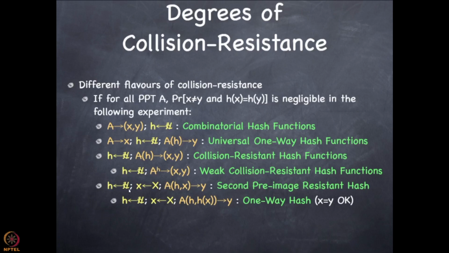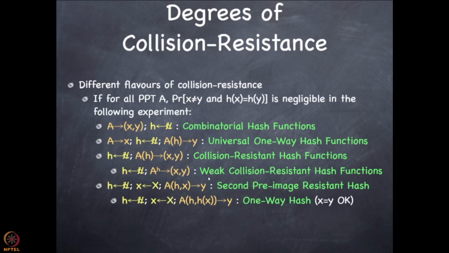The last two flavors here, they do not let the adversary pick x and y. Instead, we will pick x, and the adversary's job is to pick y. So the first one is the second pre-image resistant hash function, where we pick h and x, and we show it to the adversary, and the adversary has to pick y.